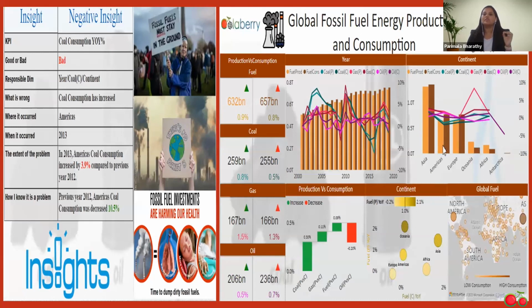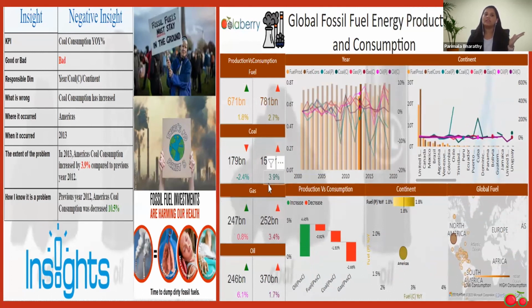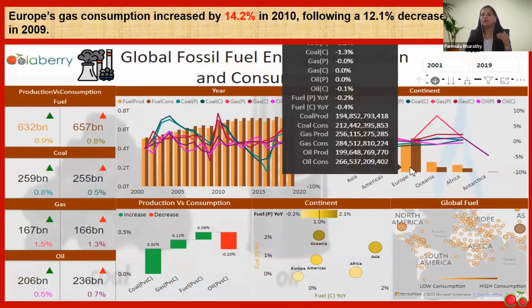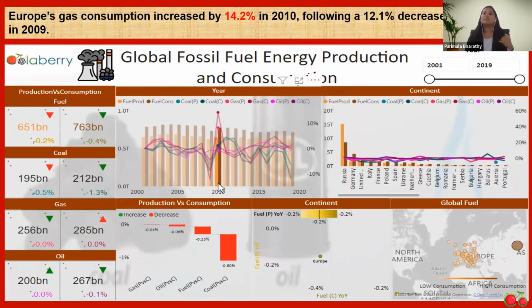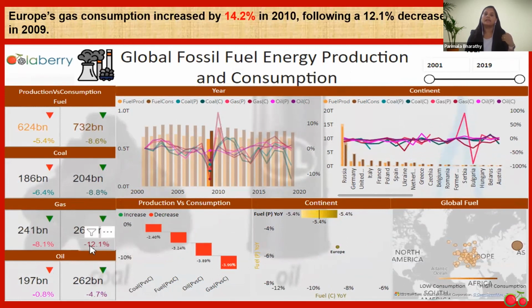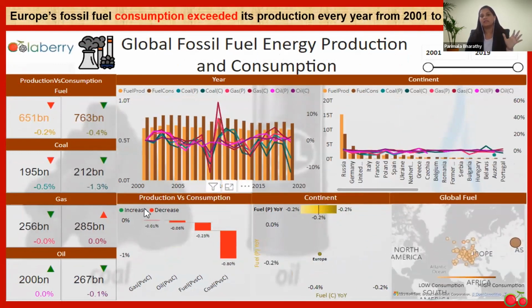Coming to the negative insights, America's coal consumption in 2013 increased by 3.9% compared to the previous year, 2012, where the consumption had decreased by 10.5%. The second negative insight is that Europe's gas consumption increased by 14.2% in 2010, following a 12.1% decrease in 2009. My third negative insight is that Europe's fossil fuel consumption exceeded its production every year from 2001 to 2009.